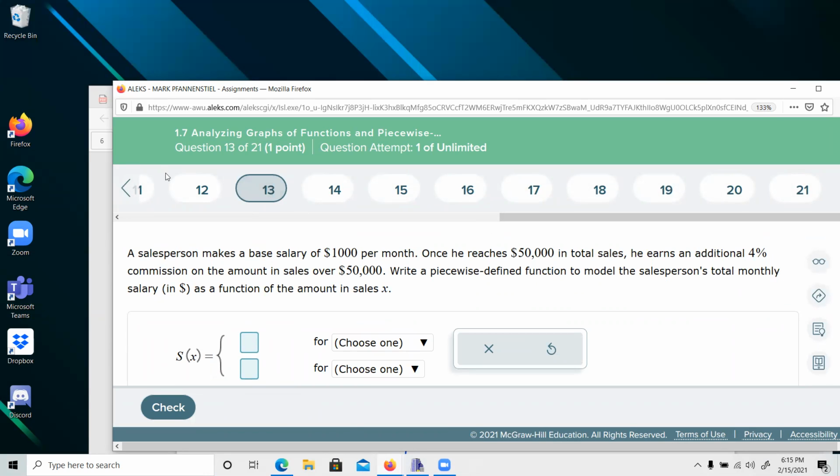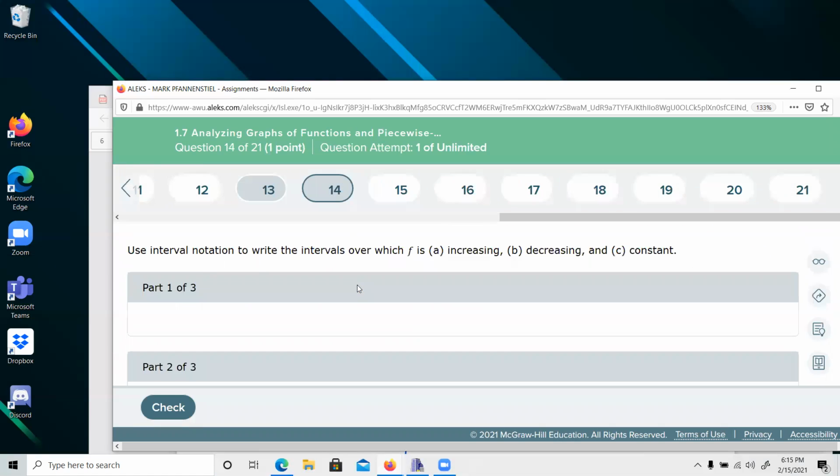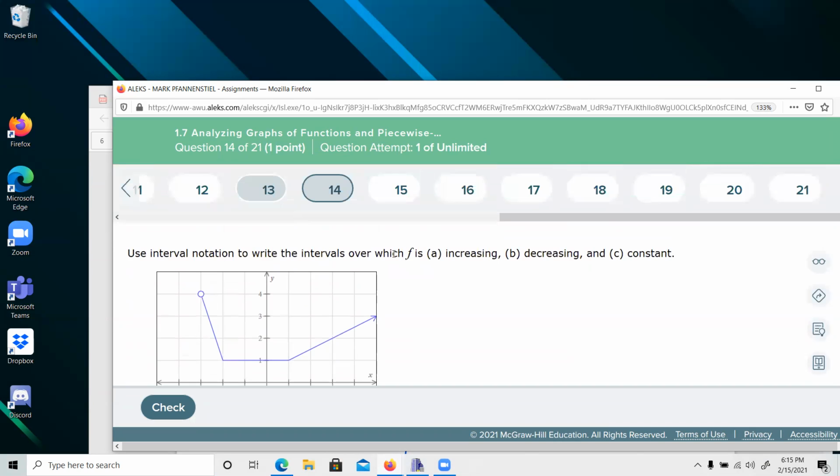I know we did this one then. Okay, because I remember doing this problem. Sorry about that. Okay, this is good.